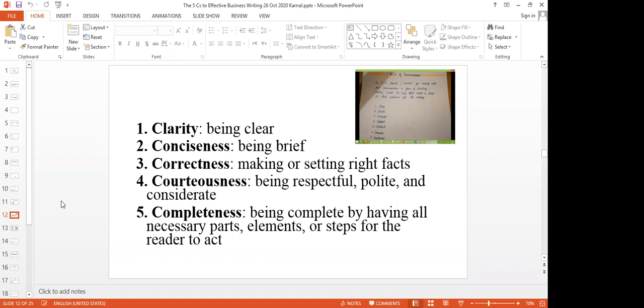Second one is conciseness, as you can see, and conciseness means being brief, writing something clear in as few words as possible. You shouldn't write a lot of things in order to mean something. You should be very concise.